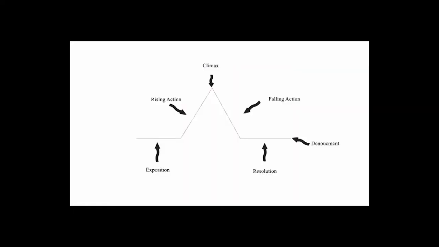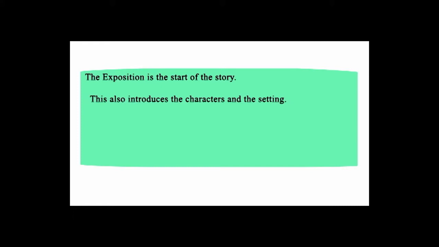Now, there are 5 key components to linear plot development: the exposition, rising action, climax, falling action, and resolution. And here's a visual representation of linear plot development. Now, what do they mean? Now, the exposition is the start of the story, also introducing the characters and the setting.